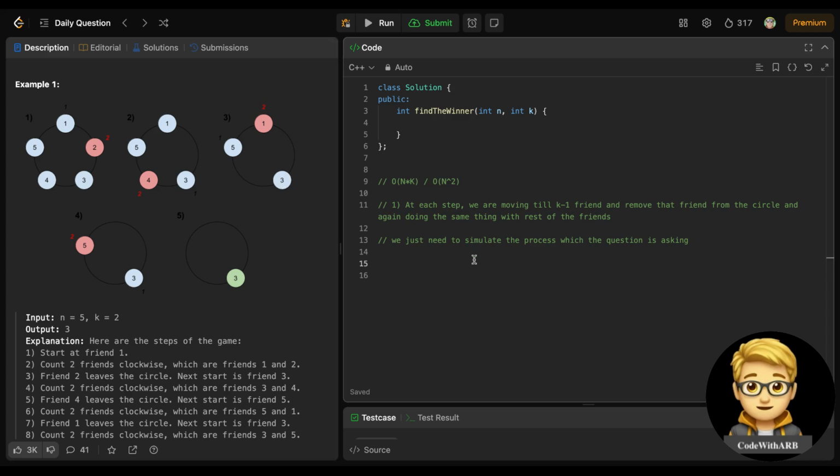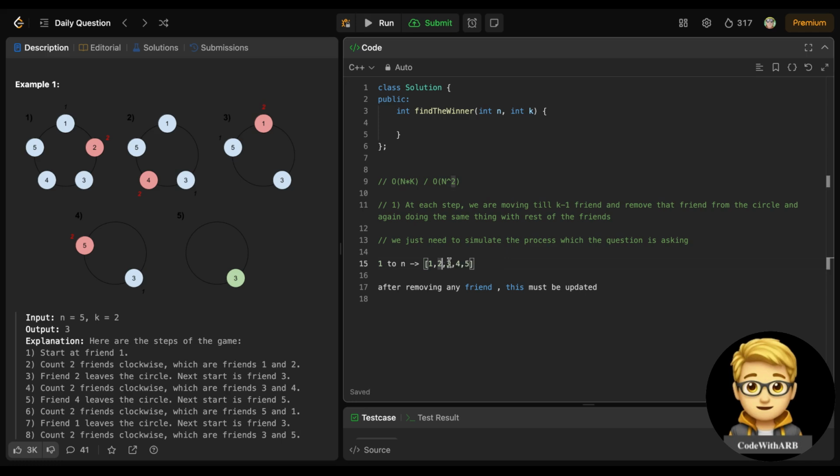So for that, what do we need to think of? After removing any friend, don't you think I need to maintain the list, because this is given in a list, right? This 1 to n is a list, like this, 1 2 3 4 5, right? So after removing any friend, this order must be updated.